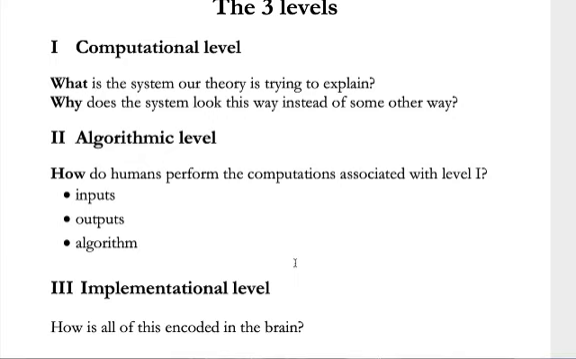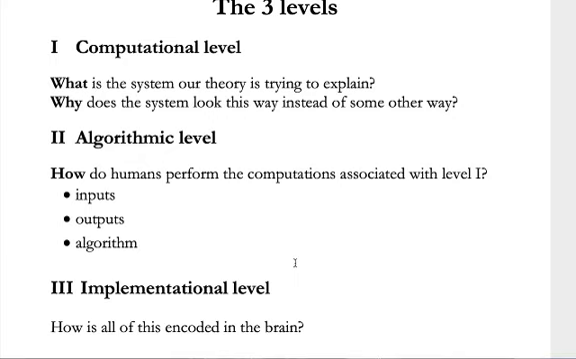But then at level two here, which he refers to as the algorithmic level, we're also going to need to give an explanation of how humans or any other computing devices actually perform those computations associated with level one. All right, so in general, if we're talking about some process, it's going to have an input and an output and some algorithm for getting between inputs and outputs.